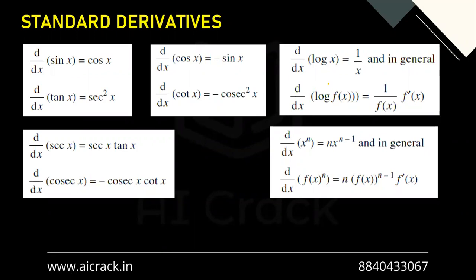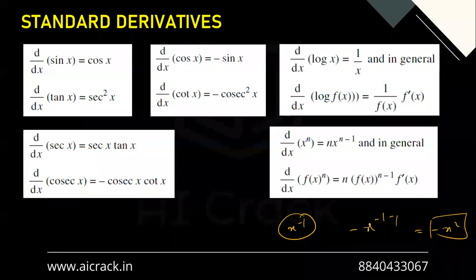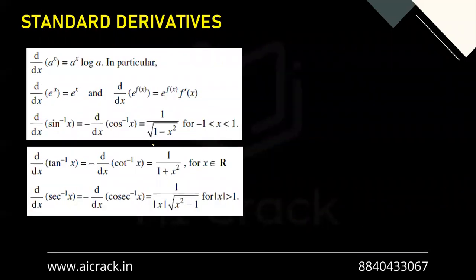For log x or ln x, we have 1 by x. And for log of f(x), we have 1 by f(x) dot f dash x. Basically, nothing but the chain rule. And for x raised to power n, we have n times x power n minus 1. So that's why we saw that when we did it for x raised to power minus 1, we got minus times x power minus 1 minus 1. So that would be minus x square, which comes out to be minus 1 by x square. So the basic point is you have to remember these derivatives, right?